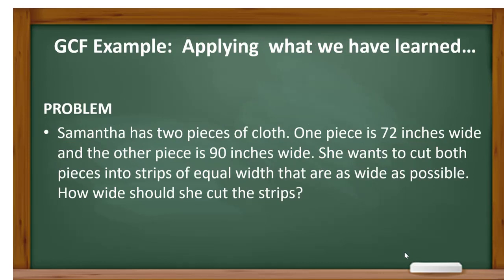Let us have an example. We will apply what we have learned. Samantha has two pieces of cloth. One piece is 72 inches wide and the other piece is 90 inches wide. She wants to cut both pieces into strips of equal width that are as wide as possible. How wide should she cut the strips?